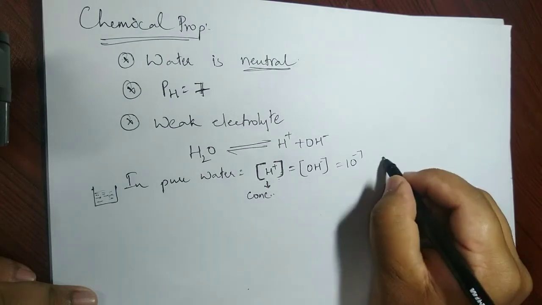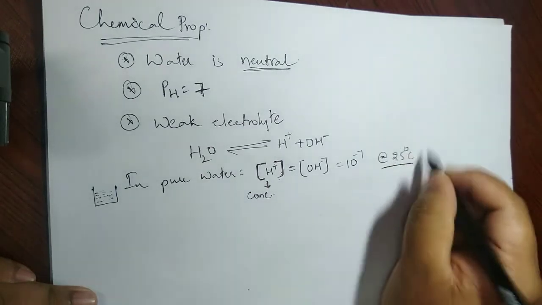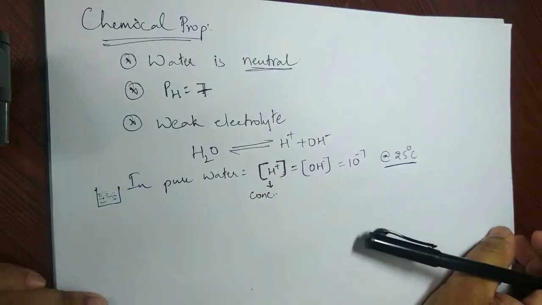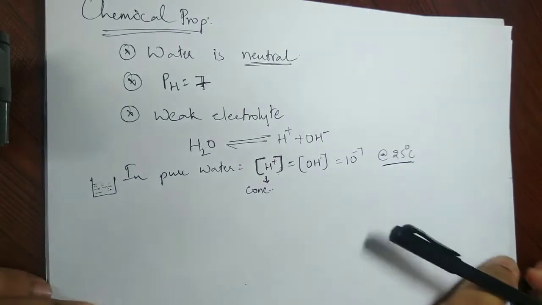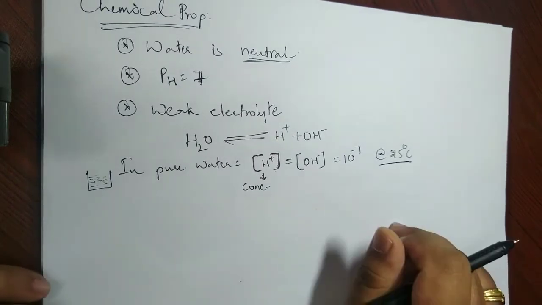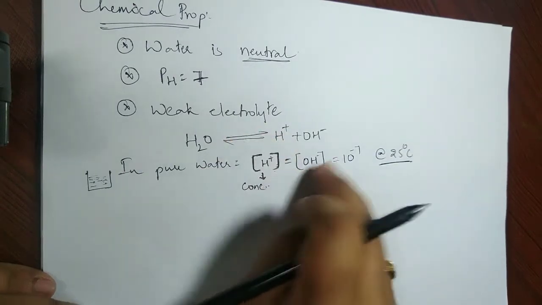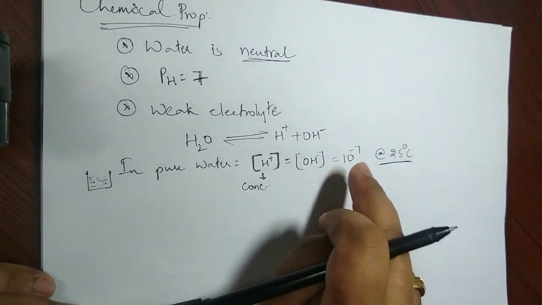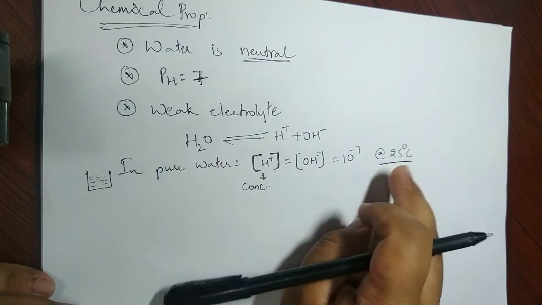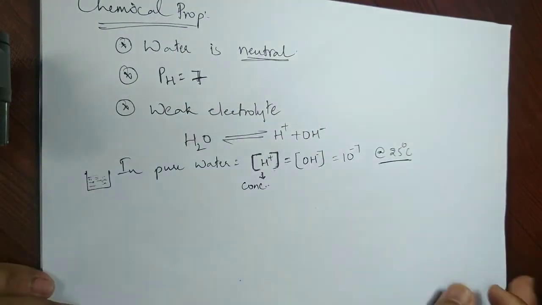Okay, pure water at 25 degrees Celsius. This also, when we change the temperature again, the concentration varies. Okay, we'll have a detailed study of it in kinetics and other chapters. So as of now, the information is this: in pure water, the concentration of H plus is equal to the concentration of OH minus, which is 10 to the power of minus 7 at 25 degrees Celsius. And in fact from here you will get the pH value as 7.